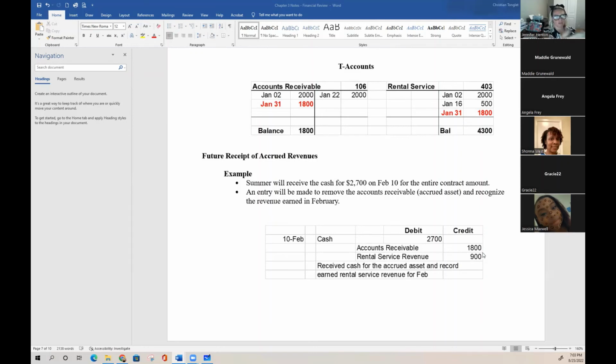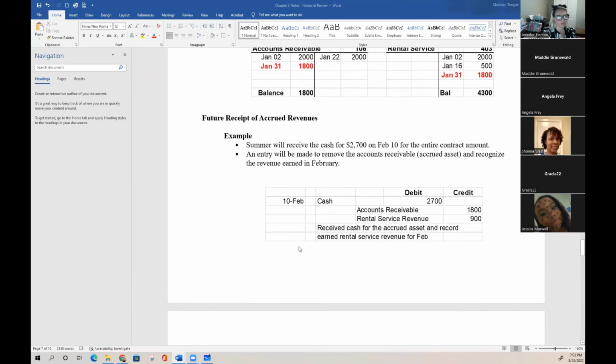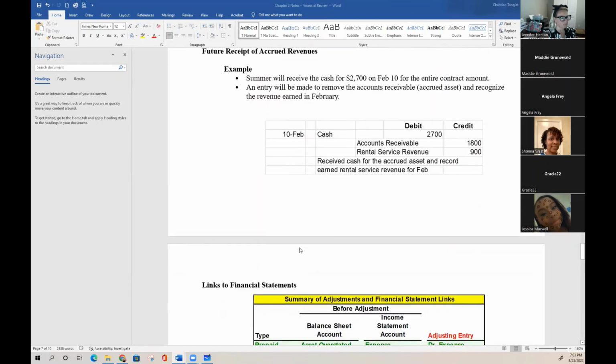In order to clear it, I have to do the opposite, which is credit. And then I have another revenue. Revenues are credits by that difference. So that's what I need to recognize as revenue for February, $900. So my journal entry is in balance.